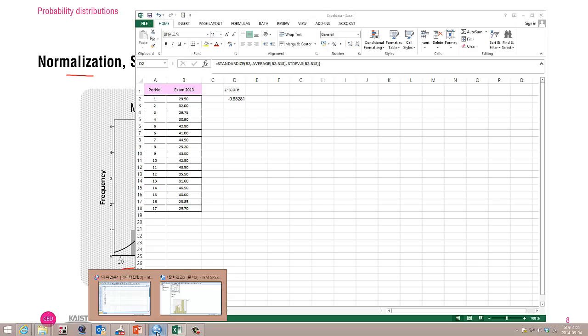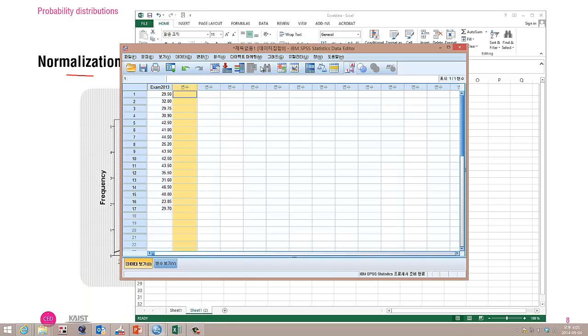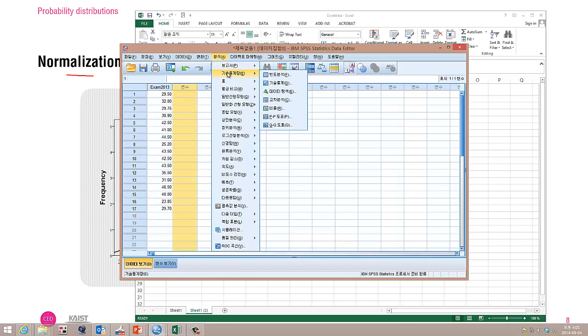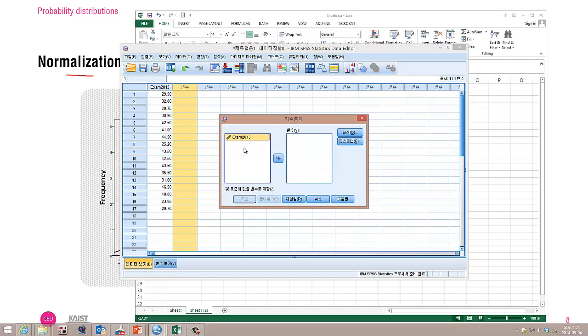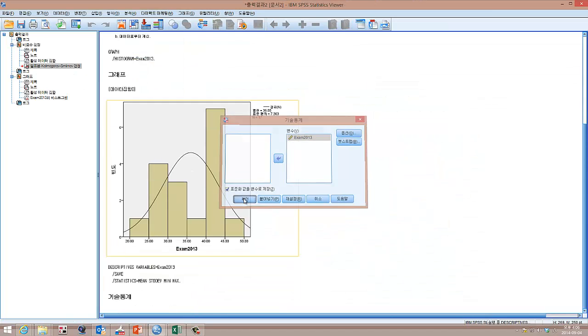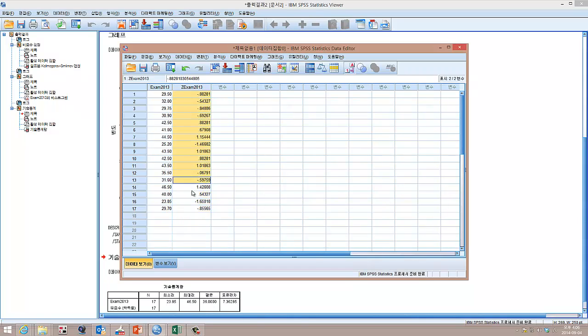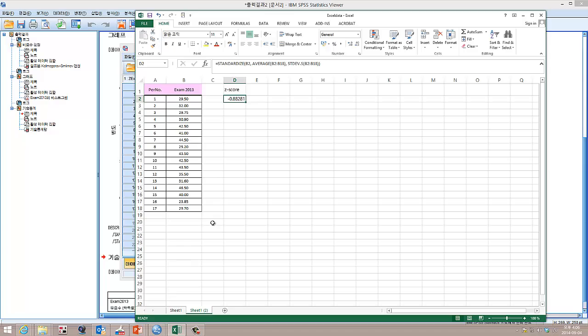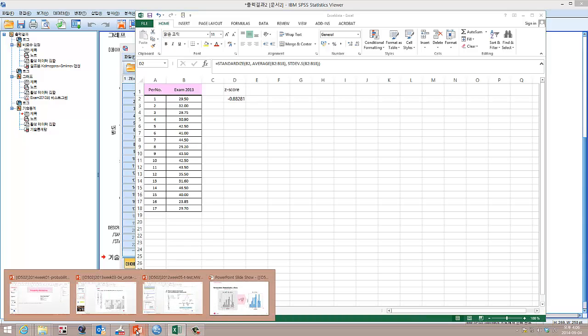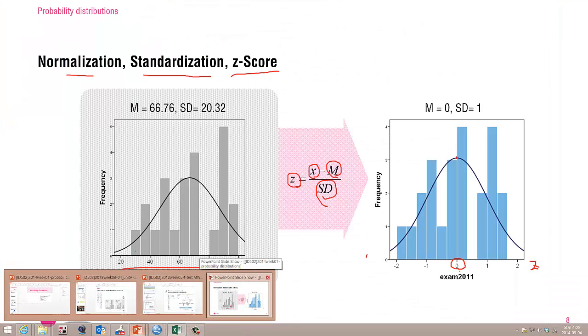And in SPSS, analysis, descriptive statistics, and here you save the standardized value of the test score as an additional variable. You go back to the sheet and here, okay, this is identical with this. So quickly you can do it.